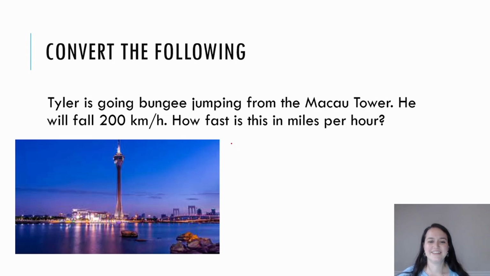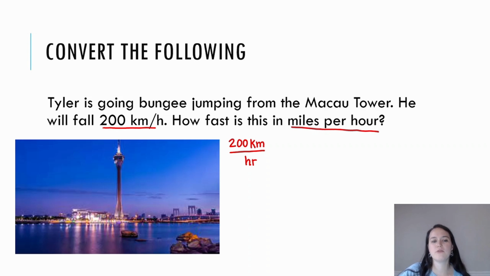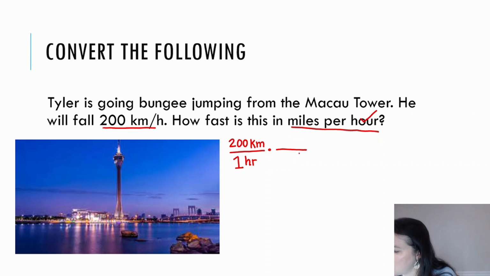So we've got 200 kilometers per hour. So here's what we got. Here's where we're trying to go. We are trying to get from kilometers to miles. And then I have hours to hours. So hours, we're good. I've got 1 hour on the bottom, so my hours is covered. So this is just a one-step conversion. However, I don't know how many kilometers are in a mile. It's not something that I have memorized, which means I'm going to need to look it up.